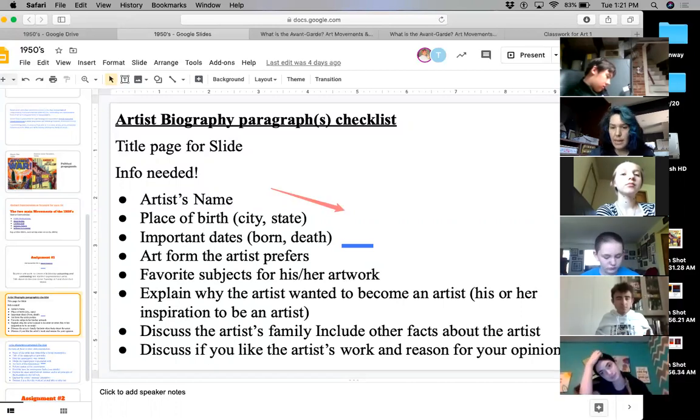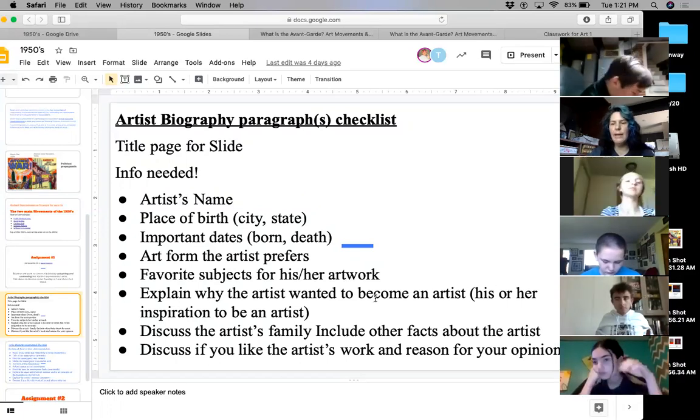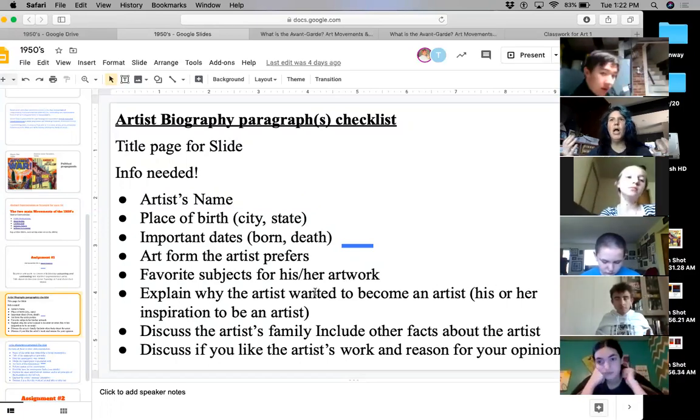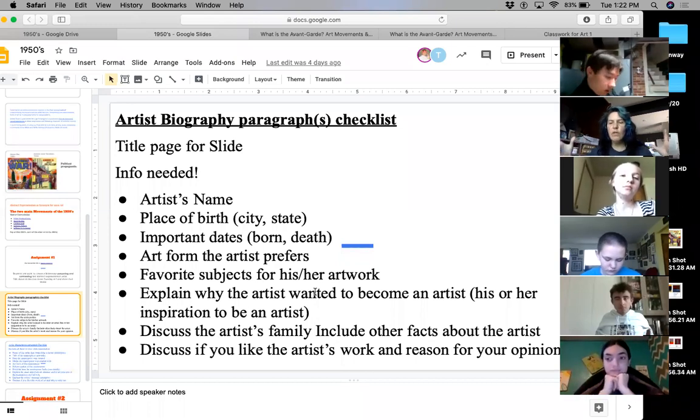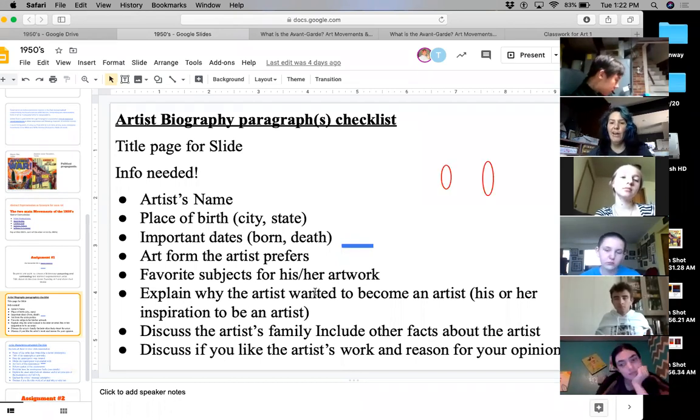Discuss if you like the artist's work. It's fine to say, no, I don't like it, but tell me why. No, I don't like the way Jackson Pollock used so many different lines. I find it confusing and hard for my eye to look at. Justify beyond just, I don't know.